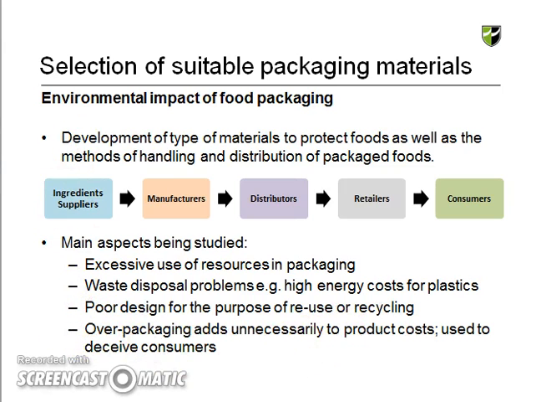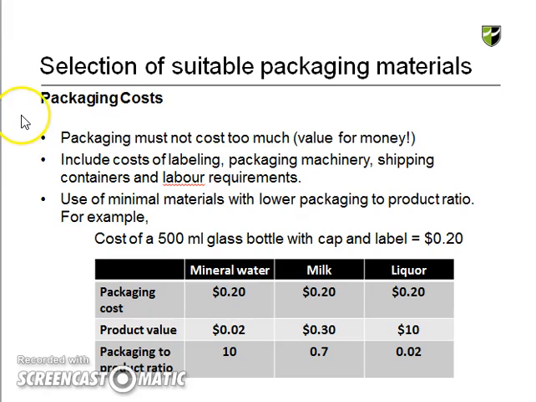Besides looking at the environmental impact of food packaging and interactions between packaging and foods, we also have to look at the packaging cost. So what does packaging cost mean? It means how much the packaging cost would be part of the price that we pay for an item. So the packaging must not be too costly. It should be value for money. And this packaging cost includes the packaging machinery, the packaging of the shipping containers, labor requirements, and also the cost of labeling. So the use of minimal materials with low packaging to product ratio should always be desirable.